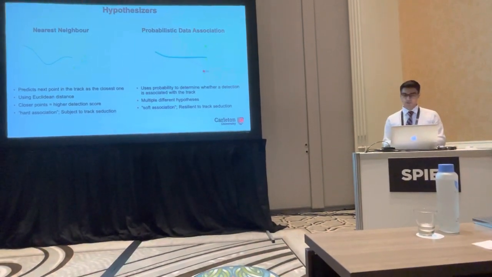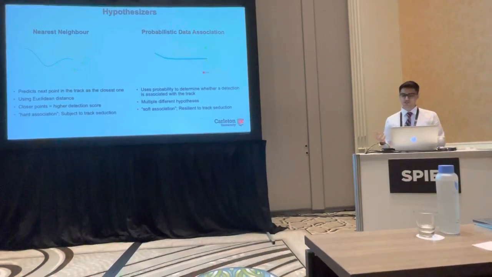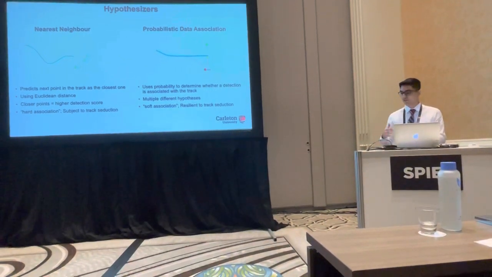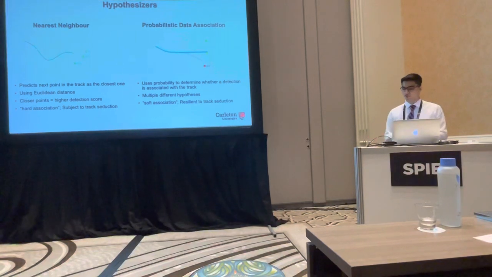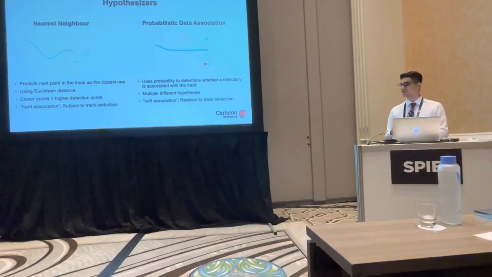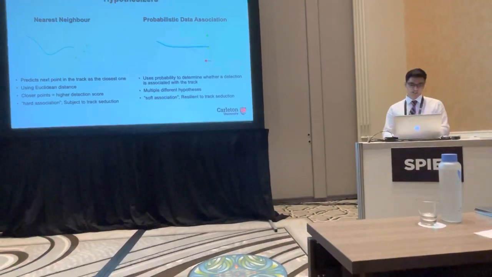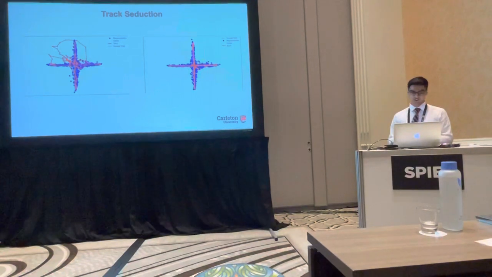So here is where the probabilistic data association algorithm comes in, the PDA. It basically uses probability to determine, okay, is this point associated with a track, or is it just another clutter point here? So it's soft association because the next point may not be the one closest to it, but it is more resilient to track seduction. So here's just an example of track seduction.